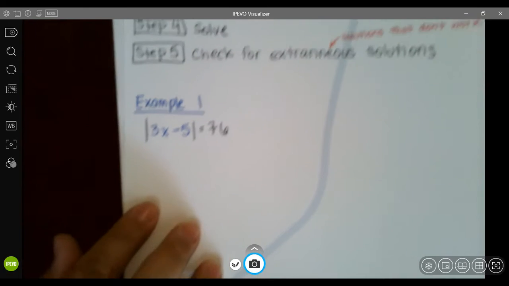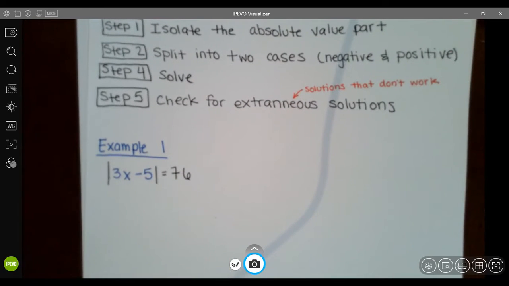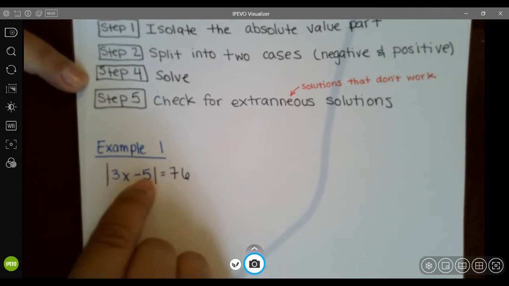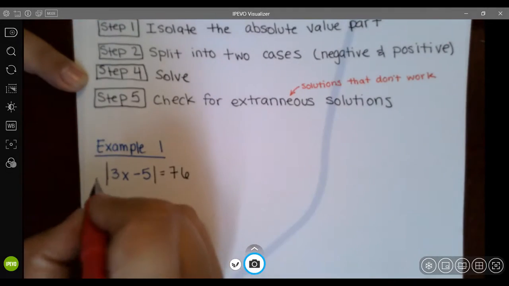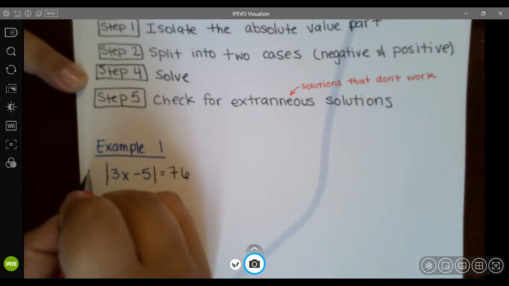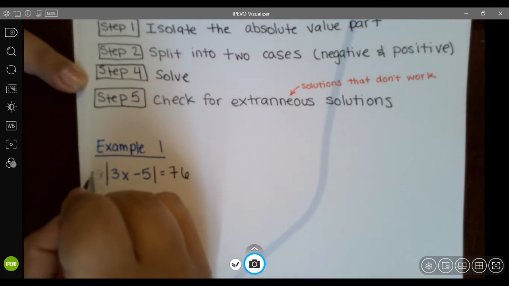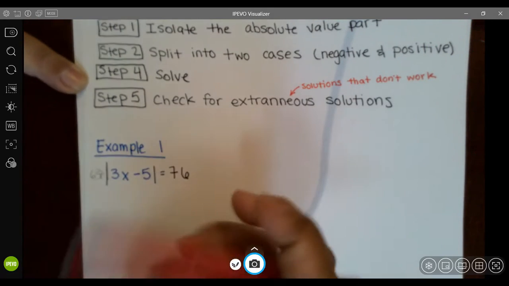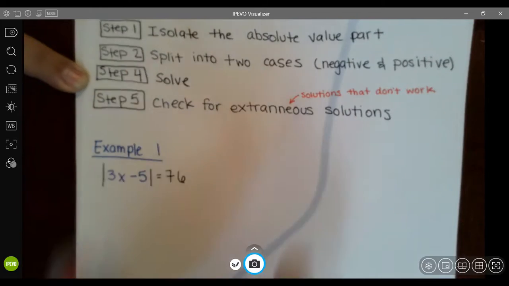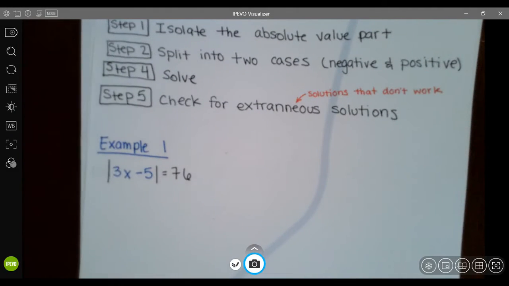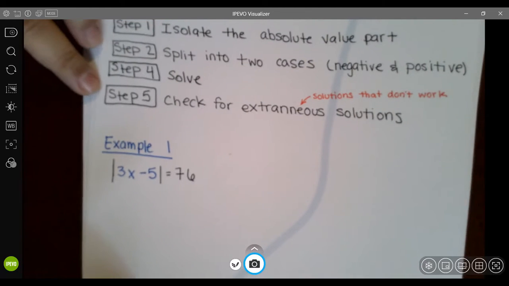So for my first example, remember the first thing I want to do is isolate my absolute value, which right here it's already isolated. An example if it wouldn't be, I would have like a 3 over here or a plus 6 over here. So that's how it would look if it wouldn't be isolated. But since my absolute value is already isolated, I can move on. So now I'm going to separate into two cases.